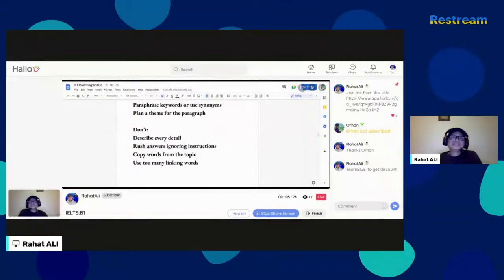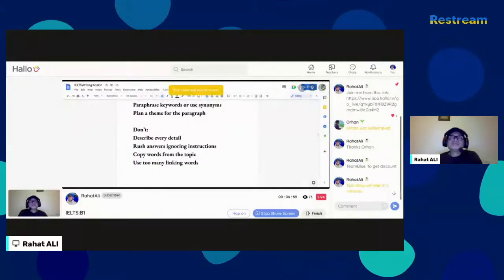don't describe every detail, don't rush answers, ignoring instructions, and don't copy words from the topic. Okay. Don't describe every detail. Don't rush answers, ignoring instructions. Don't copy words from the topic. Do not use too many linking words. Okay, and by the way, we're going to show some linking words today.